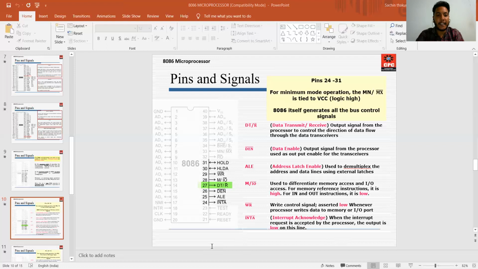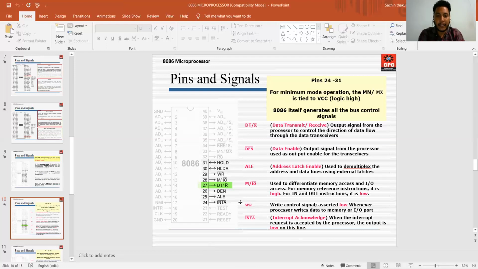Whenever the write signal is at logic 0, the data bus transmits the data to the memory or the input output devices connected to the system.